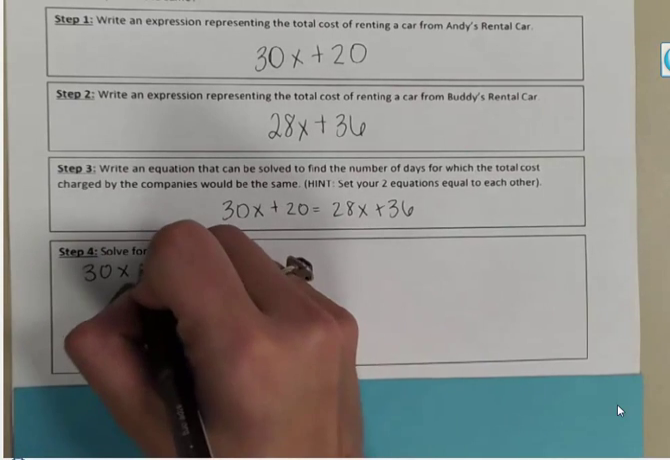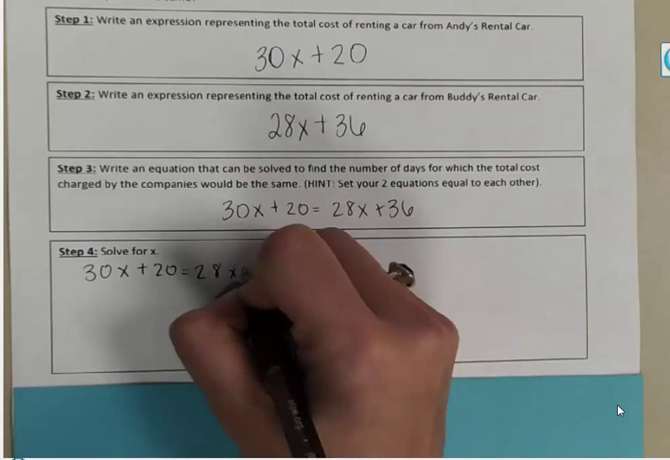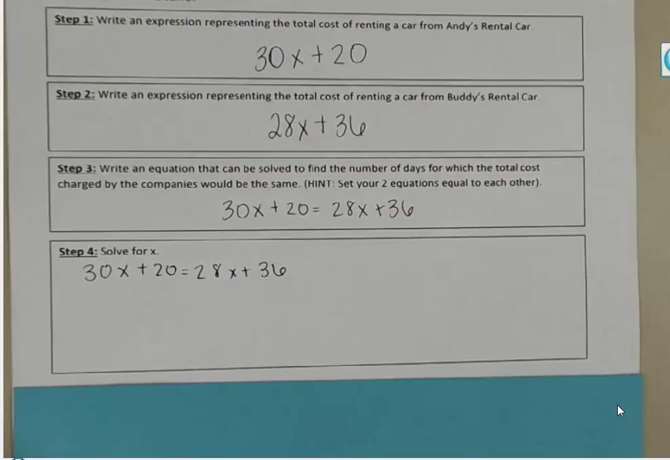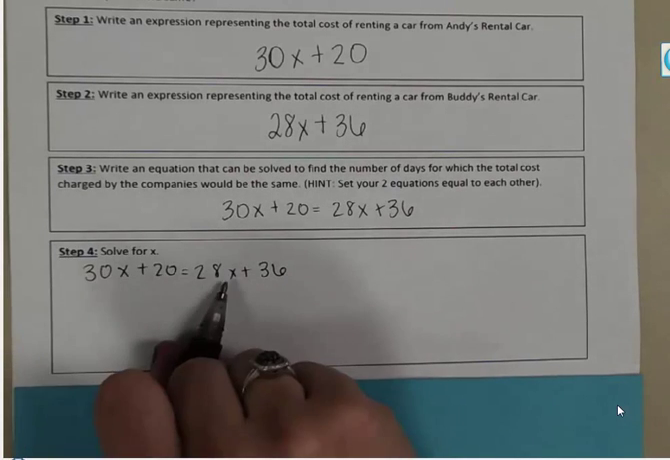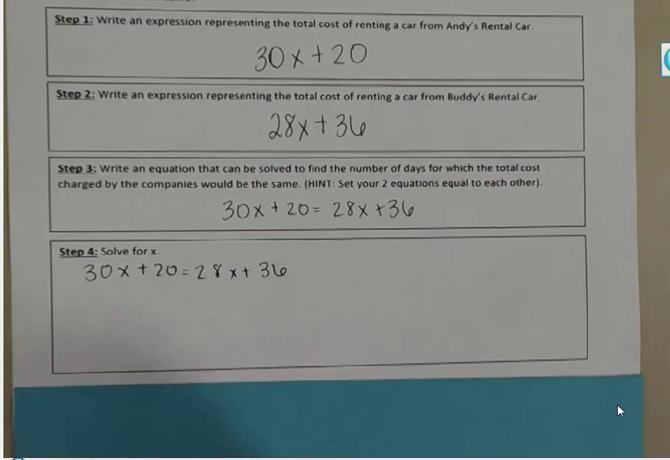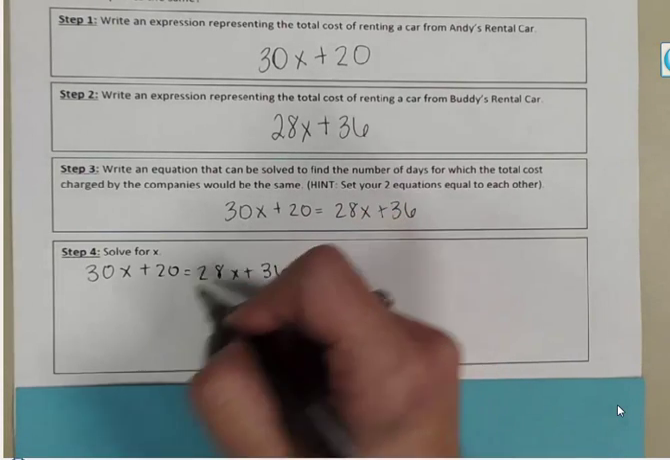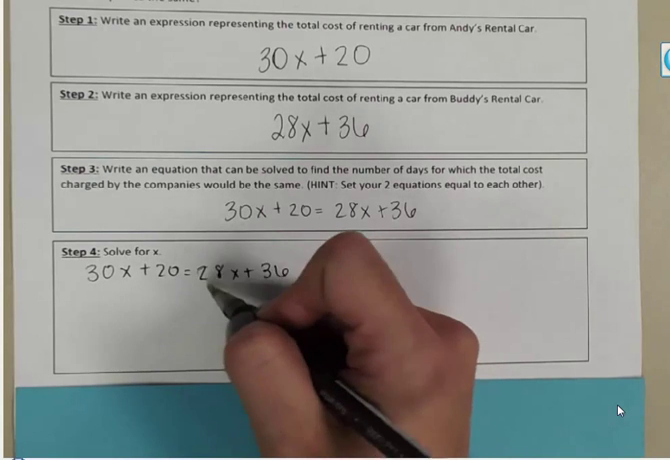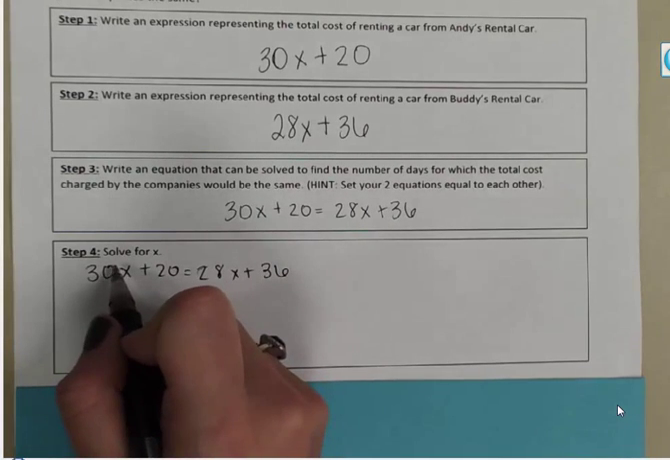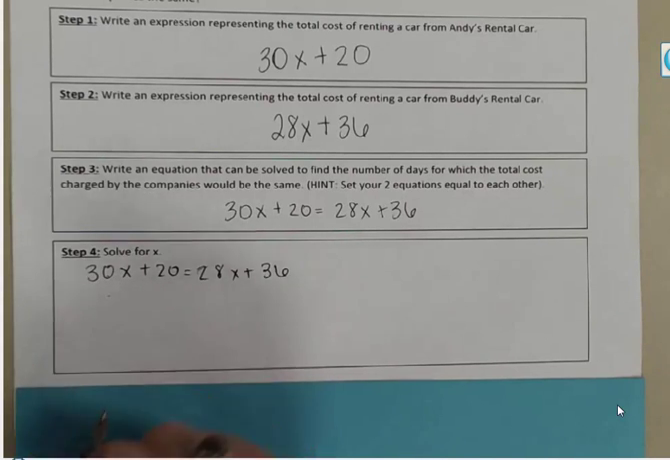30x plus 20 is equal to 28x plus 36. Now let's move our aliens first, our x's. Where do we want to move our x's? Do you want to move 30 to this side, or do you want to move 28 to this side? I personally would move 28 because if I know this is a positive 28x, and this is going to be a bigger number, a bigger number minus a positive number is going to be easier than doing 28 minus 30.